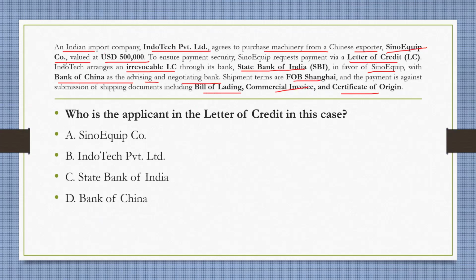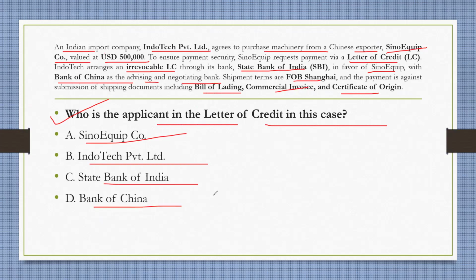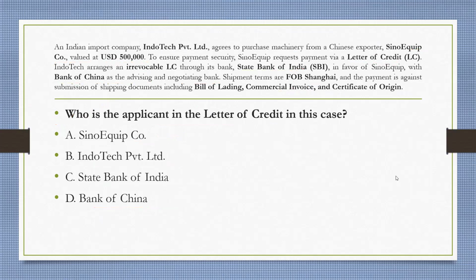Okay, now let's move to the question. Who is the applicant in the letter of credit? So you have to tell who is the applicant: Sino Equip, Indotech, State Bank of India, Bank of China. So friends, just understand the concept and then only give the answer. Don't give the answer in a hurry because your concept will not be clear. And if you have any doubt related to this, you can just ask in the comment section. We are here to reply to all your queries. So let's see what the correct answer is. The correct answer is B, Indotech Private Limited. So Indotech Private Limited will be the applicant.